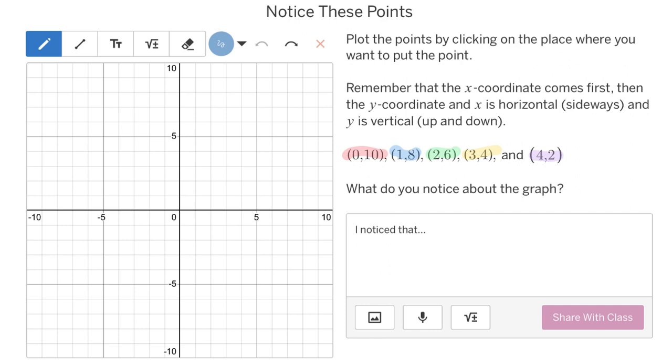My first point, 0, 10, has x is 0 and y is 10. So we've got that point. When you do it on Desmos, you just click that point and it plots it for you. The next point is the point 1, 8. Then we have the point x is 2, y is 6. We have the point 3, 4, so we go over 3, up 4. And lastly, we have the point over 4, up 2.